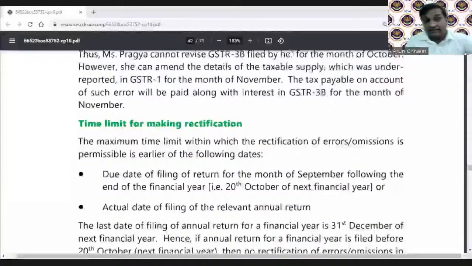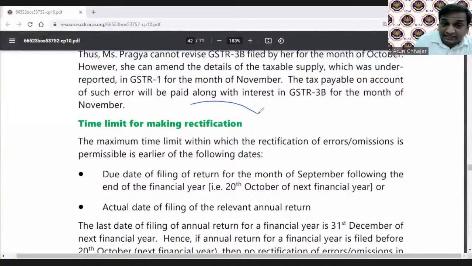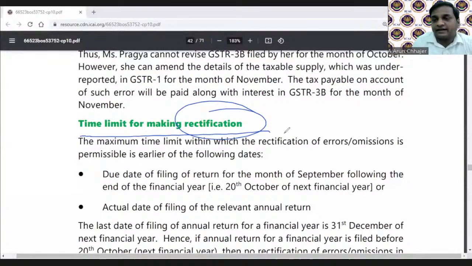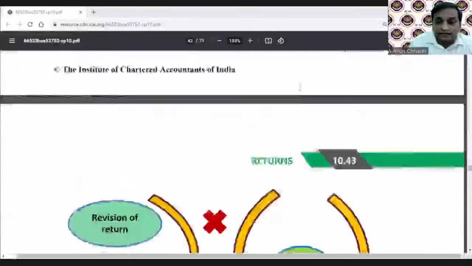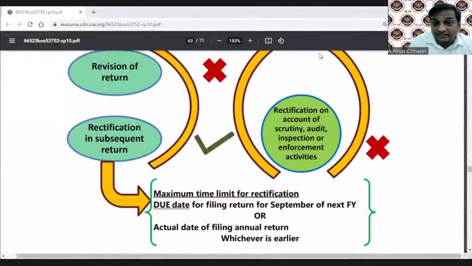Yes, one thing I'm repeating, I have discussed it, but again I'm repeating: the time limit for making the rectification is the due date of filing the return for September following the end of the financial year, or the actual date of filing of the annual return, whichever is earlier. And it is not permitted. See, rectification is not permitted on account of scrutiny, audit, inspection, or enforcement activity.